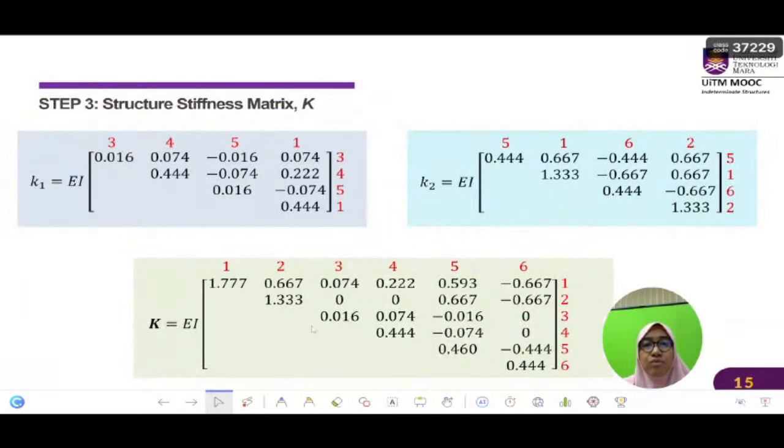Then we have to combine K1 and K2. We have to add these two, K1 plus K2, which is equivalent to capital K. For capital K, the degree of freedom is 6 by 6, since there are three nodes A, B, C, and 3 times 2 gives a total of 6 degrees of freedom. So we produce a 6 by 6 matrix for the structure stiffness matrix.